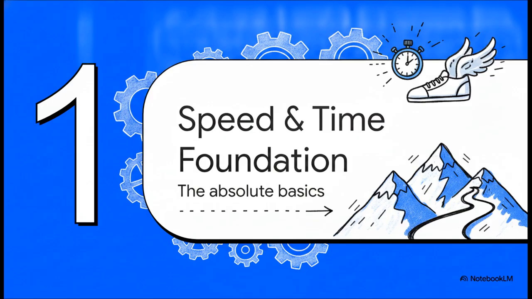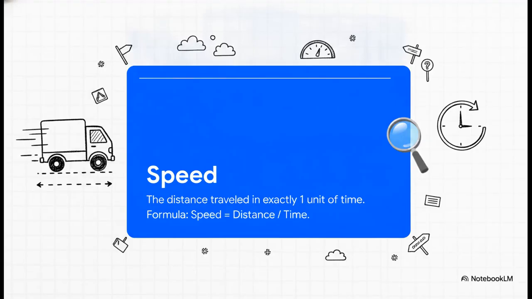You know, we've got to start at the bottom of the mountain before we can sprint to the peak, right? Now, what's actually kind of fascinating here is just how simple the core definition of speed is. It's simply the distance you travel in exactly 1 unit of time, whether that's 1 hour, 1 minute, or 1 second.